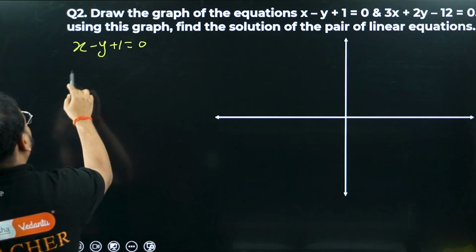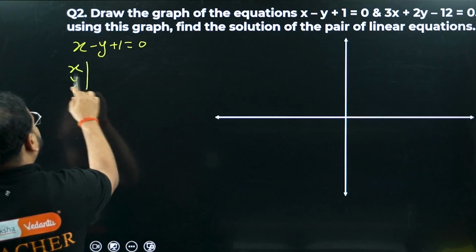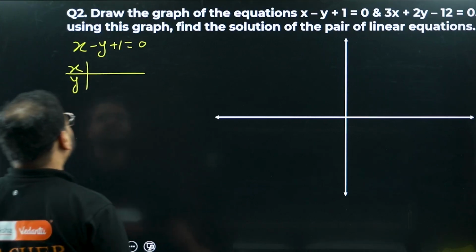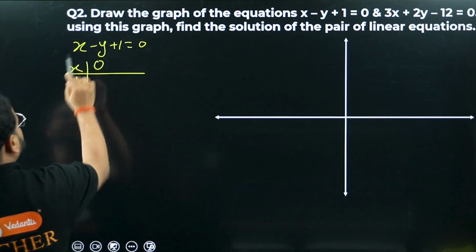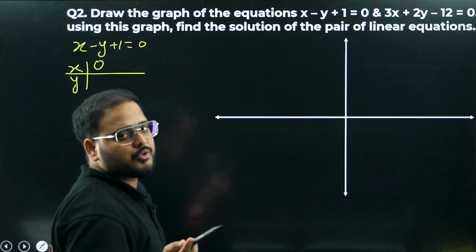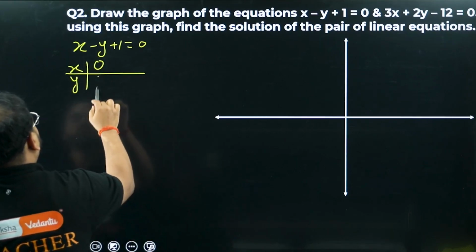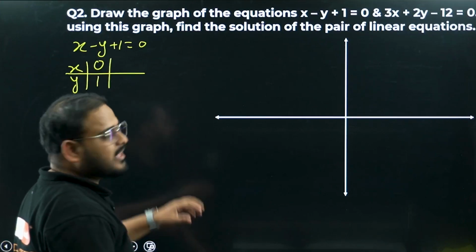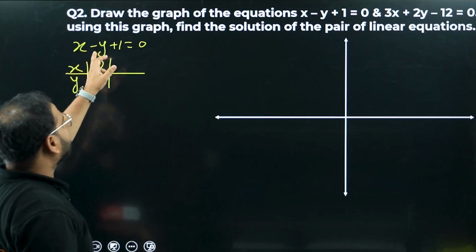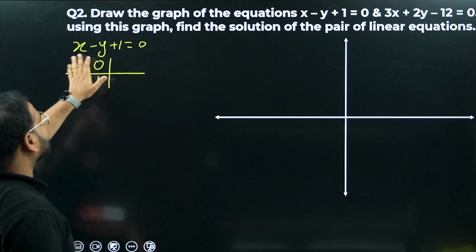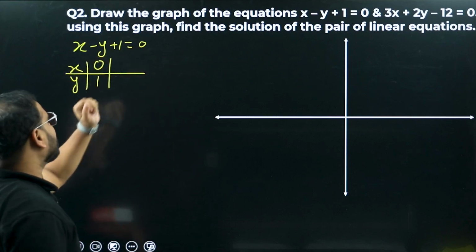How are we going to do it? Right here, x and y. Put x as 0. If you put x as 0, minus y plus 1 equals 0. It means y is how much? 1. Put x as 0 in your notebook and take the y on that side. Nothing is left for x. 1 is the only thing on the left side, so y equals 1.